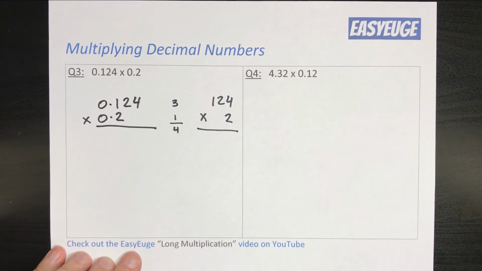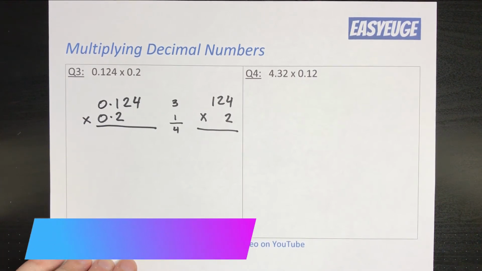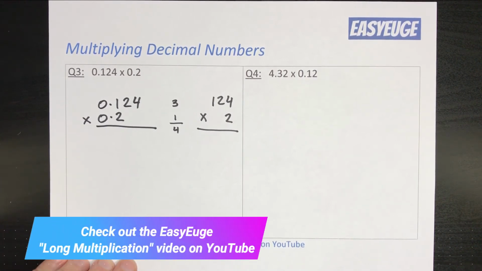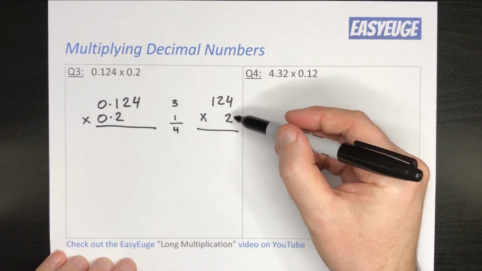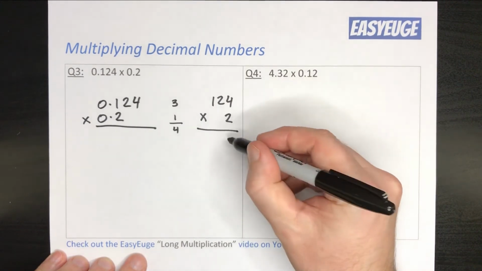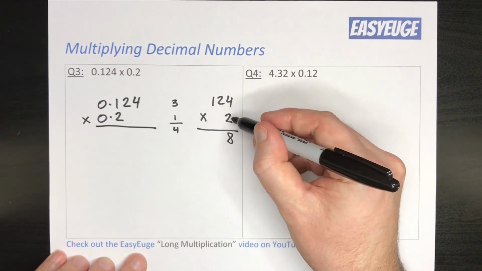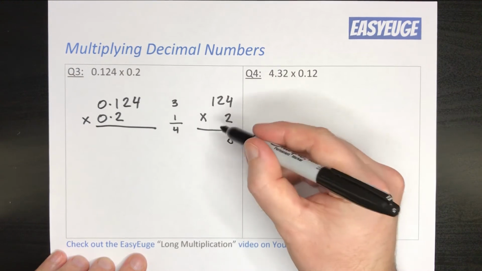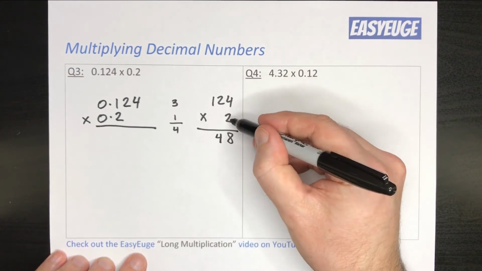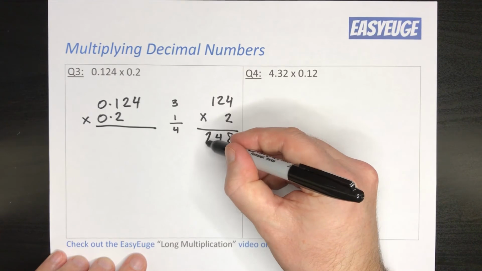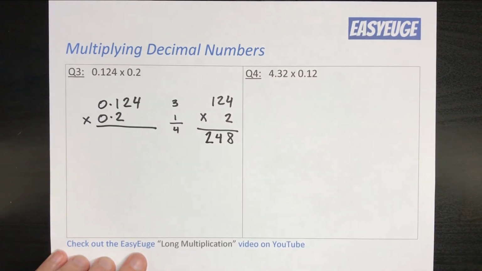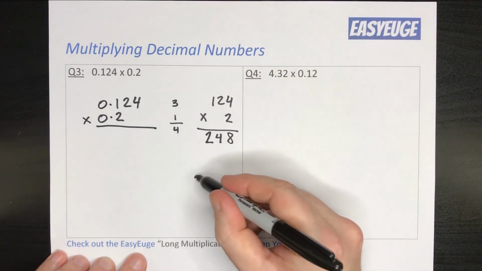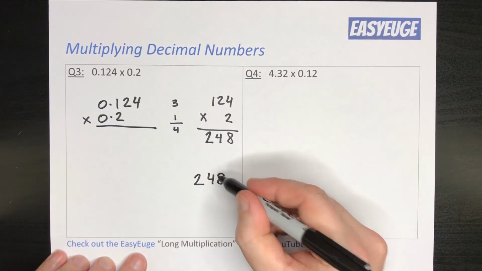So this is a long multiplication question now. To learn more about multiplication, I have a video called Long Multiplication on my YouTube channel. So let's go straight ahead and multiply this out. 2 multiplied by 4 is 8. Then simply 2 multiplied by 2 is 4. Then 2 multiplied by 1 is 2. So the answer is 248. So let me write that down, 248.